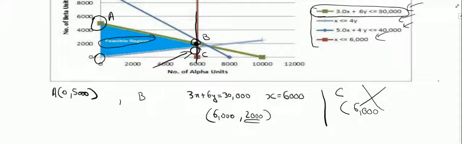So I have 2 points. A is 0, 5000 and B is 6000, 2000.